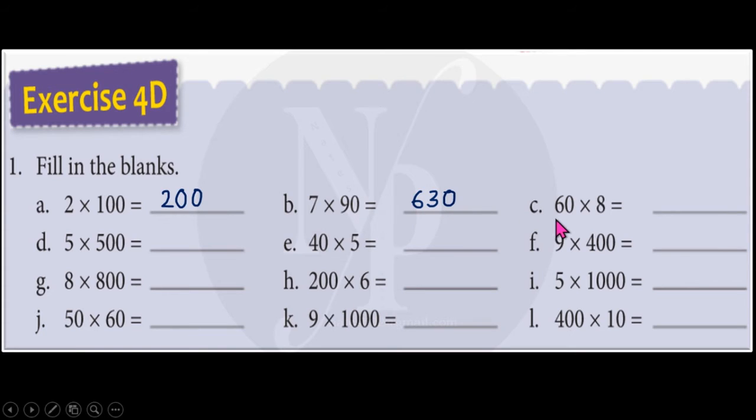Coming to C, we have 60 into 8. We multiply 8 and 6. 8 6s are 48. We write 48 here and then we put a 0 because we have 1 zero in the first number, that is in 60. So now 60 into 8 is equal to 480.